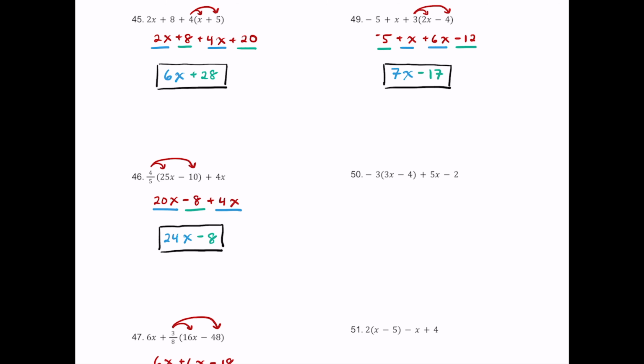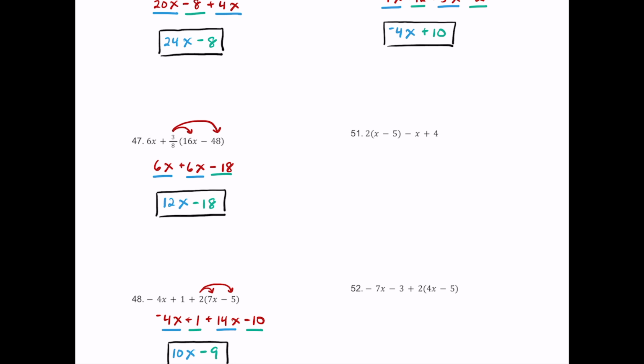Okay, moving on, if we go ahead and distribute this negative 3 to both of these, be careful with your negatives here. Negative 3 times a positive 3 is a negative 9x, and a negative 3 times a negative 4 is going to be a positive 12, plus 5x minus 2. So negative 9x plus 5x, that's going to be negative 4x. And then we have a 12 take away 2, and that's going to be positive 10. And that would be our final expression.